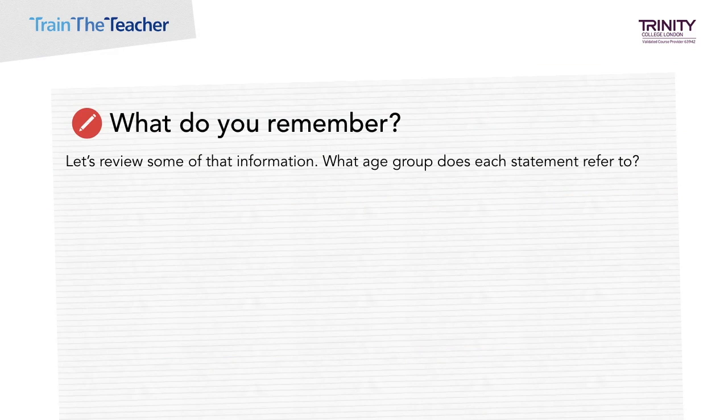Okay, that was a lot of information. So what do you remember? Well, let's briefly review some of that information. I'll give you a statement, and you decide which age group it refers to. 2 to 3, 3 to 4, 4 to 5, or 5 to 6. Are you ready?